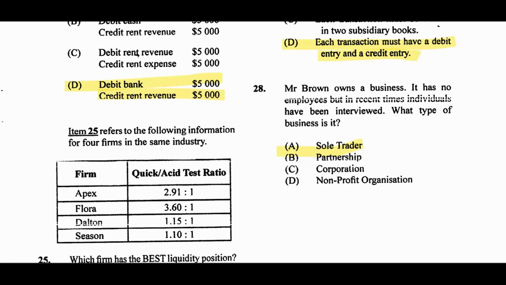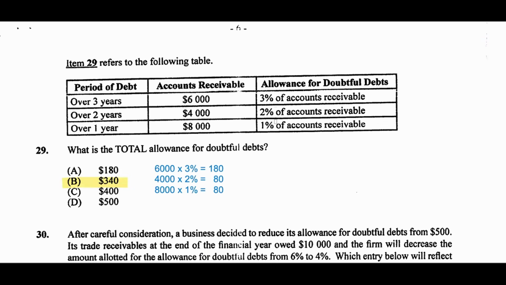Well, he owns a business. No employees means that he's running the business on his own. Therefore, this should be a sole trader. Good. Time for us to move on to question 29.